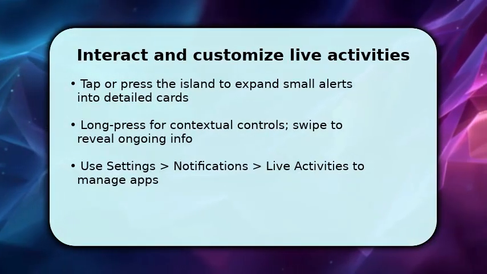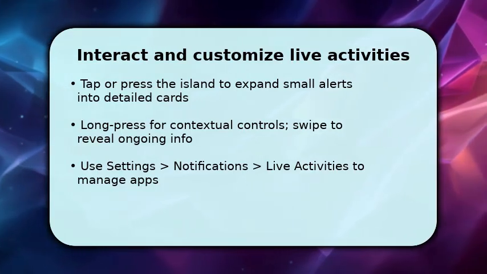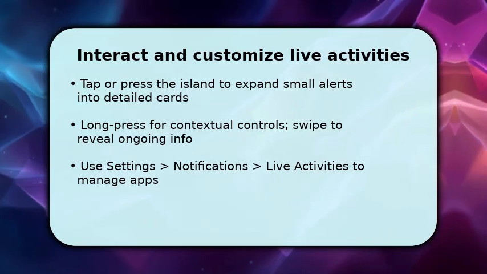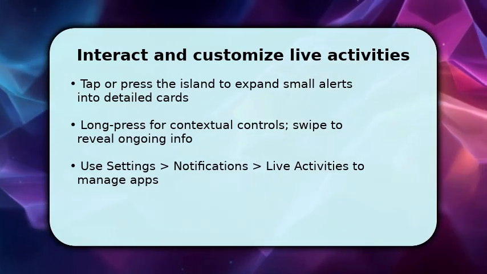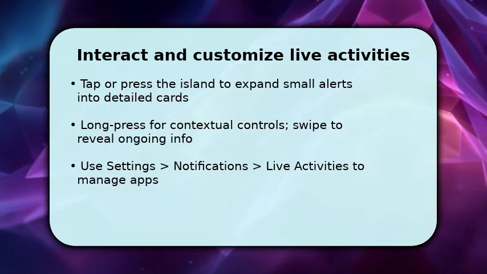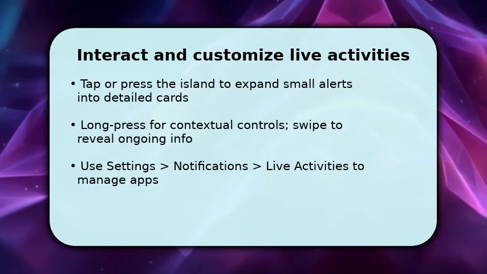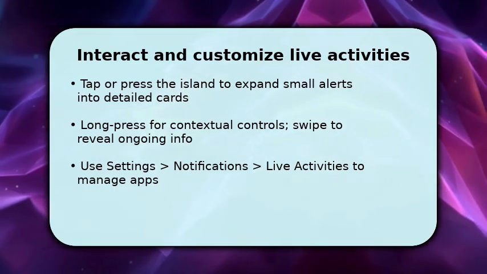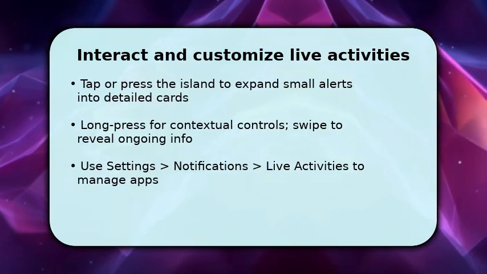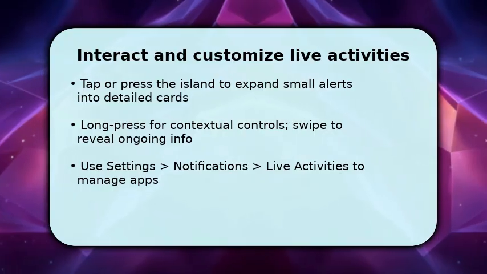Now interact. Tap the Dynamic Island to expand brief alerts into richer cards showing playback, call, or timer controls. This reveals controls you can use without leaving your current app. If you need more options, long press to hold the card open and access contextual controls, or swipe to cycle between multiple activities. To refine behavior, go to Settings and adjust live activities per app so the island displays only what you want, reducing clutter and prioritizing the most useful.